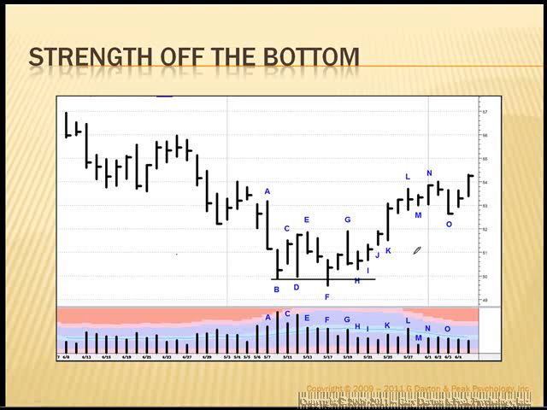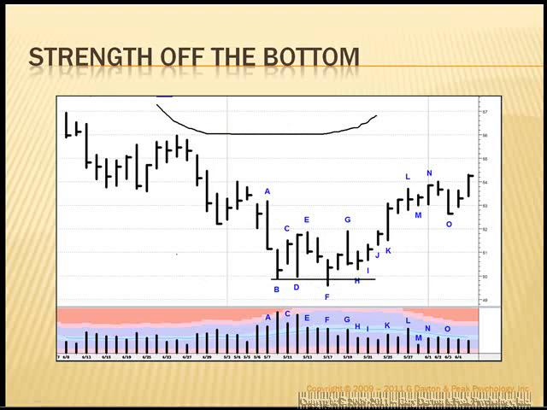Walter asks, does bottom building require high volume? Bottom building typically, unless you see a long saucer bottom type thing, bottoms typically do require high volume to stop the market from going down, and then it's a process where we come down and test, and there typically is high volume.